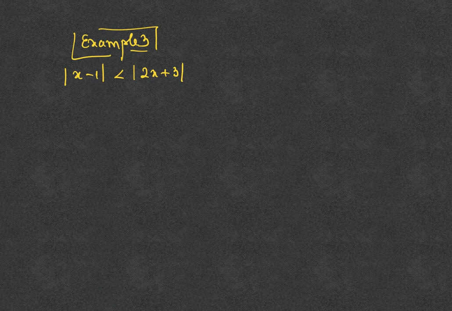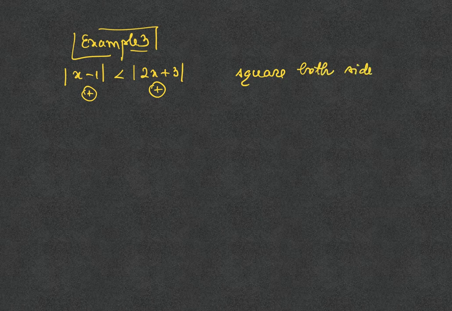How do we solve inequations? Remember we said because both sides are positive, being absolute value, we can square both sides and keep the same sense of the inequality. So this will mean that x minus 1 squared is smaller than 2x plus 3 squared. And then I operate with quadratic inequalities. Remember, you'll end up with a quadratic inequality, and generally you end up with an interval.